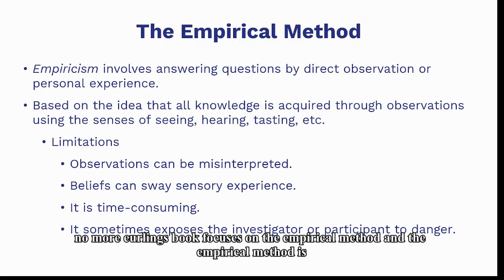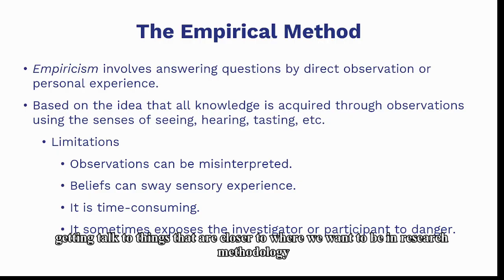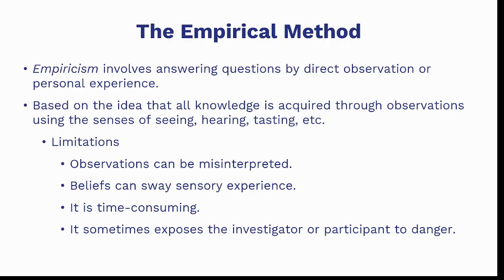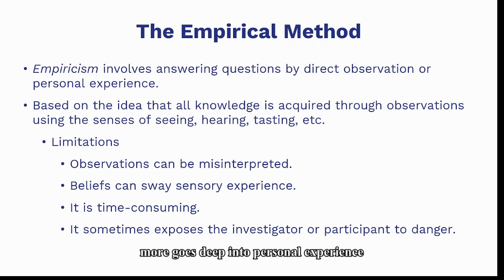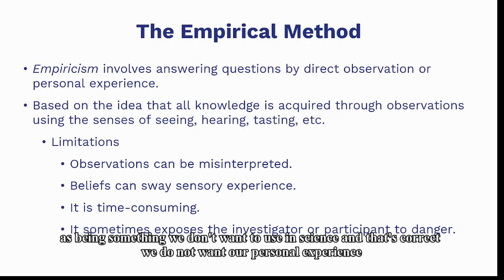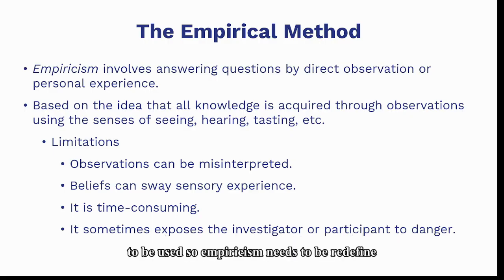Now, Morling's book focuses on the empirical method, and the empirical method is getting closer to where we want to be in research methodology. So empiricism is when we answer questions using observations or personal experience. And Morling goes deep into personal experience as being something we don't want to use in science. And that's correct. We do not want our personal experience to be used. So empiricism needs to be redefined in the context of this slide by going off of direct observations only.